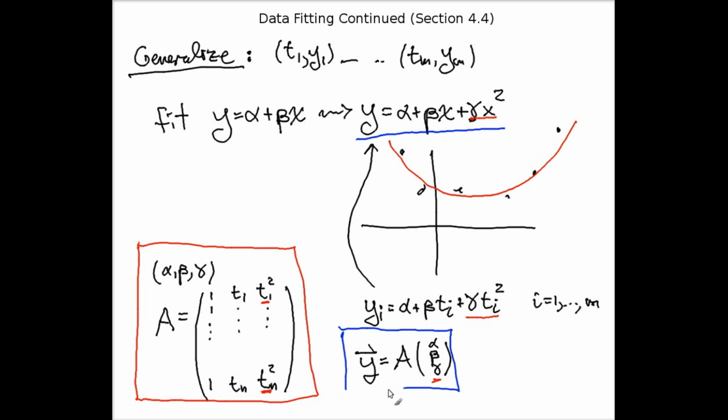So it's very much like what we did before. It's just you have an extra column in the A matrix and an extra factor in this matrix alpha, beta, gamma. And the rest of it's exactly the same. And so the solution is given by alpha, beta, gamma, let me write it like this, it's equal to K inverse A transpose Y. Exact same formula, and where K is exactly as before. K is A transpose A.